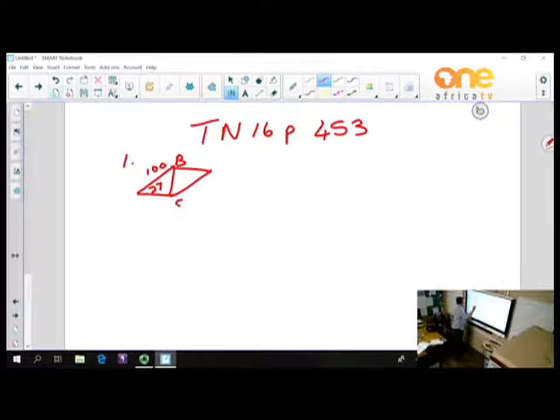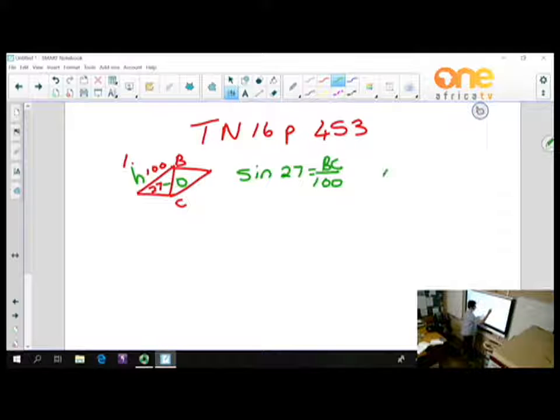So this is BC. The question is, which function will I use? Start with the angle and look which sides you have. That one is opposite and that one is hypotenuse. So this one will be sine 27 is equal to BC over 100. Which method? Top times, so you will multiply there, and I got 45.399. Do not round off now. Go for 5 significant figures. In your final answer, you will round off. Otherwise, we have too many mistakes.